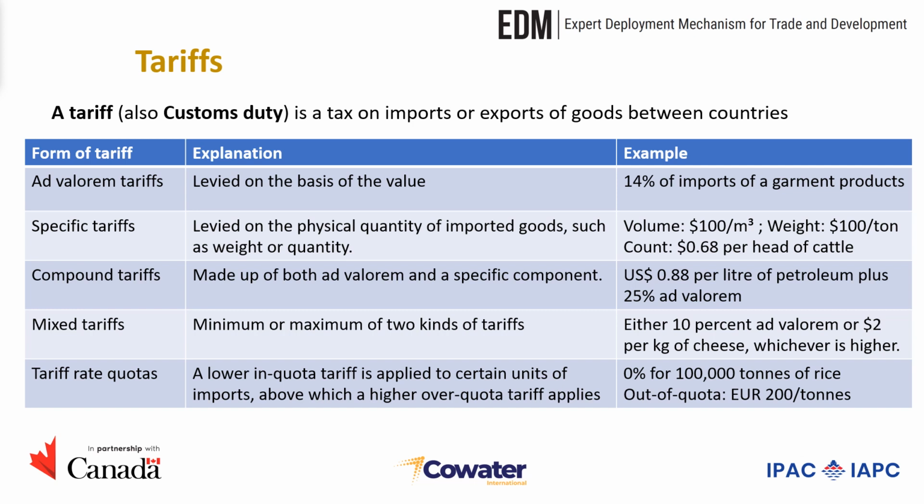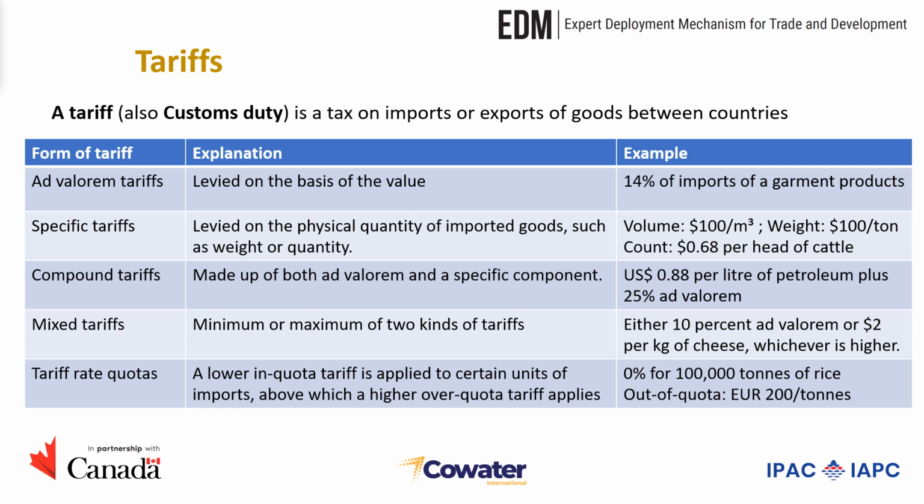The fourth form is the mixed tariff, which is expressed as the minimum or maximum of two kinds of tariffs. For example, a country may impose a tariff of either 10% ad valorem or $2 per kilogram of cheese, whichever is higher. So, for example, if a 200 kilogram shipment of cheese is worth $10,000, the tariff could be either $1,000 by ad valorem or $400 by specific tariff. In this case, the customs authority will apply the ad valorem tariff, which will give higher tax revenue.